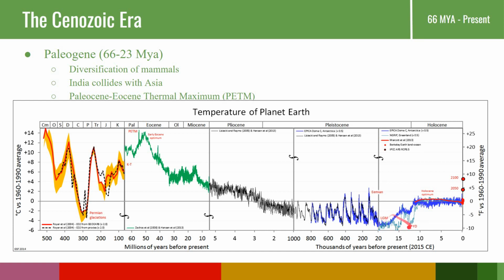Things warm up after the last glacial maximum around 20,000 years ago. And we see temperatures around what they are today for the last 10-ish thousand years with the retreat of the ice sheets. However, we see these dots, 2050, 2100. Things are going to warm up quite a bit in the future, unfortunately.